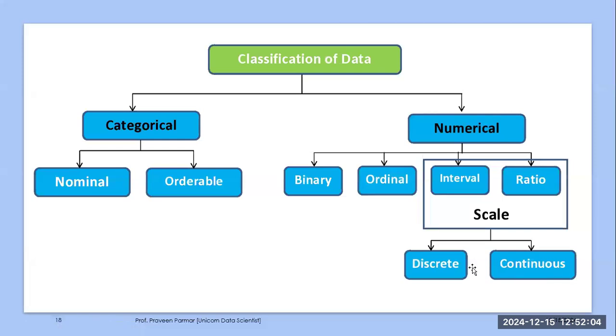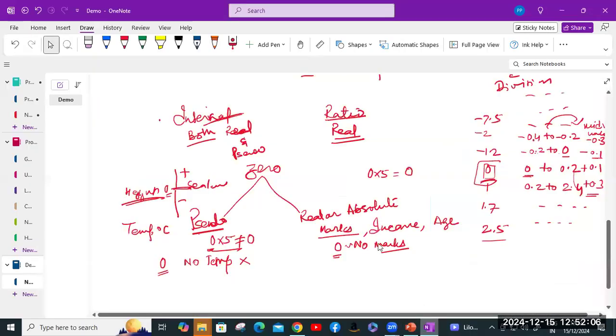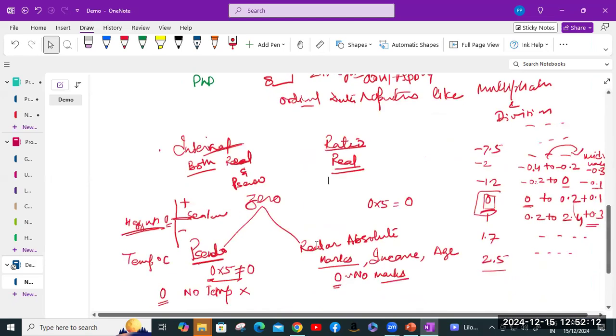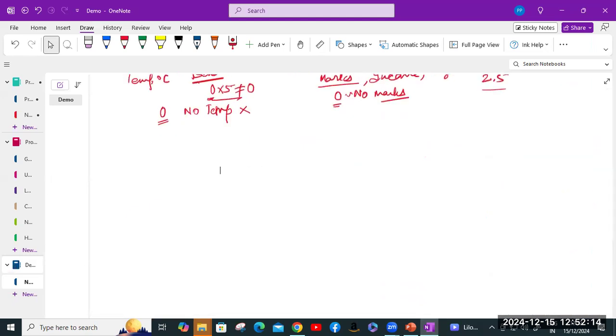Discrete data, what does it mean? Mostly people confuse discrete with ordinal data. Discrete is a scale, ordinal is a data. So in discrete data, what happens? People think that discrete data is only integers. No, it doesn't mean only the integers are the discrete data.